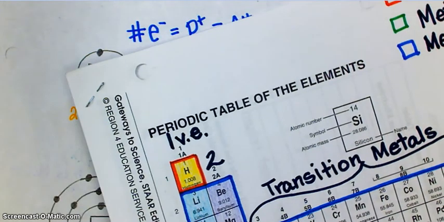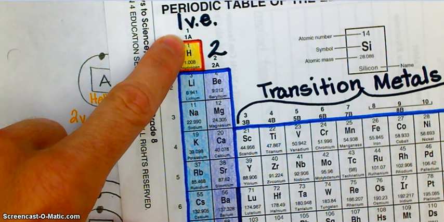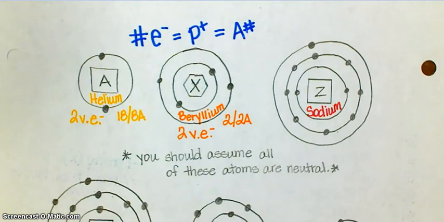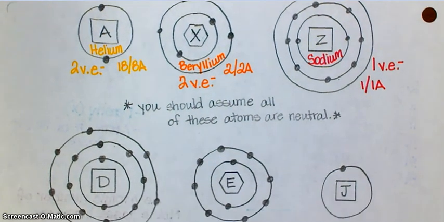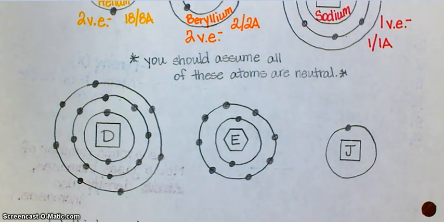So there is one valence electron for sodium, and we come back over here and we notice that sodium is right here. That is column 1, otherwise known as column 1A. So let's write that information down. Okay, that should do it for sodium. Let's move up and let's look at the next couple.